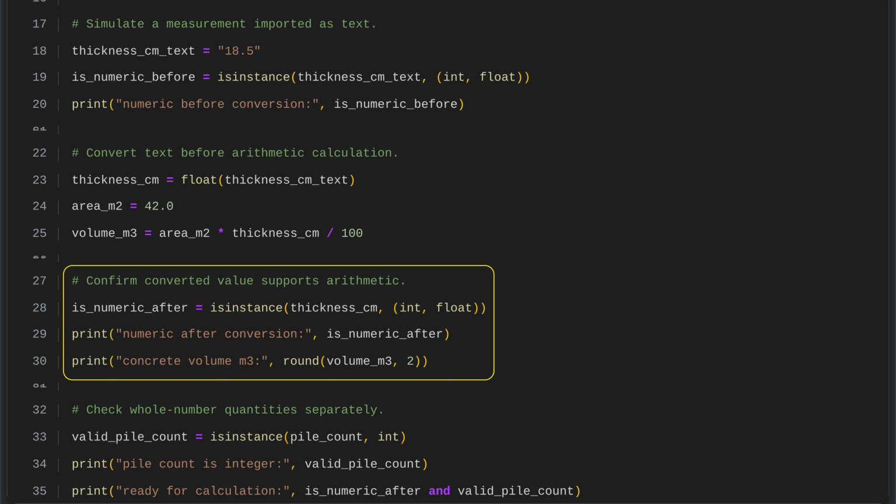The code first confirms that the converted thickness value is numeric, so it can be used in calculations, and prints whether that check succeeded. It then finds the concrete volume by multiplying the area by the thickness converted from centimeters to meters. The final volume is rounded to 2 decimal places and printed.